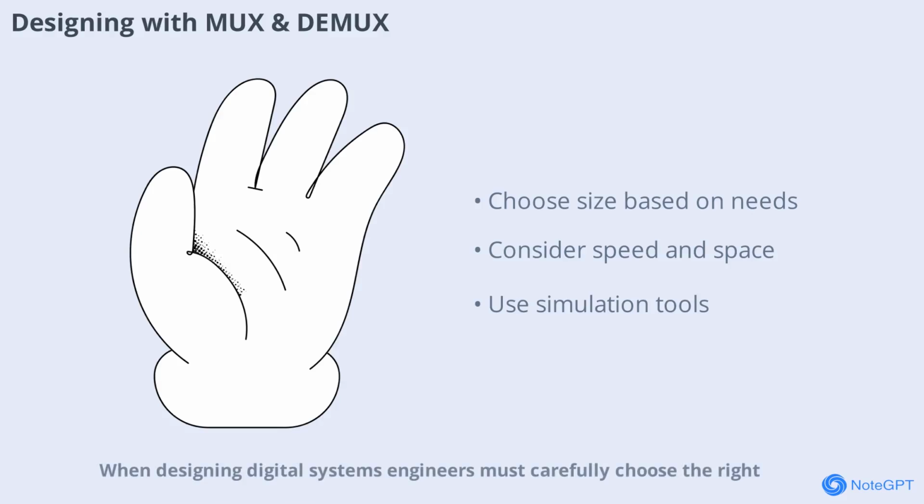When designing digital systems, engineers must carefully choose the right type and size of multiplexer or demultiplexer. Factors like the number of inputs or outputs, speed requirements, and available space all play a role. Simulation tools can help test designs before building physical circuits.